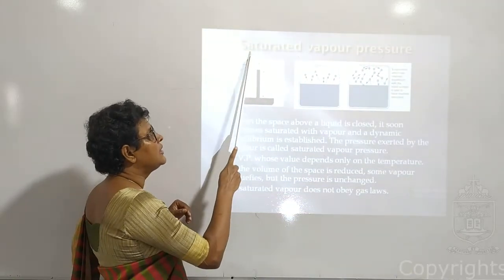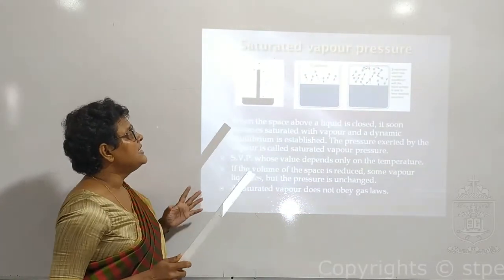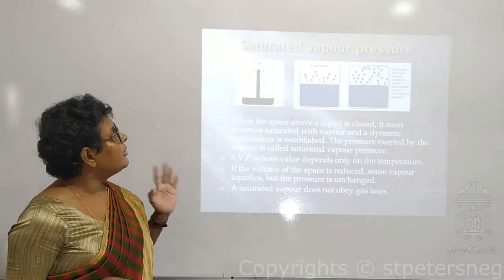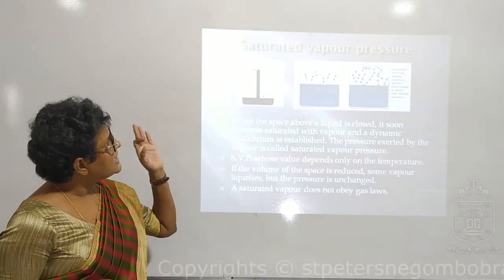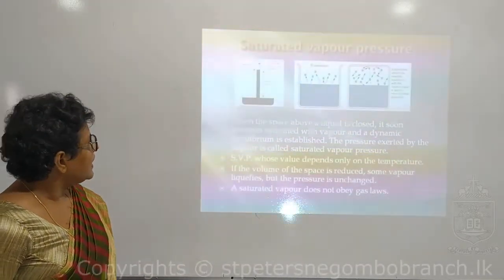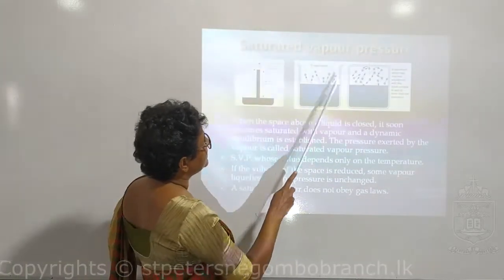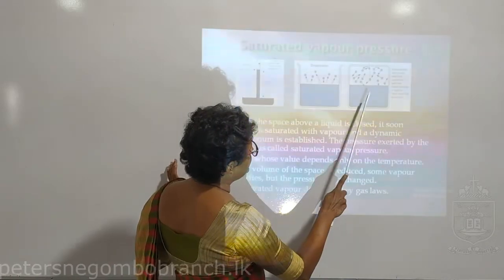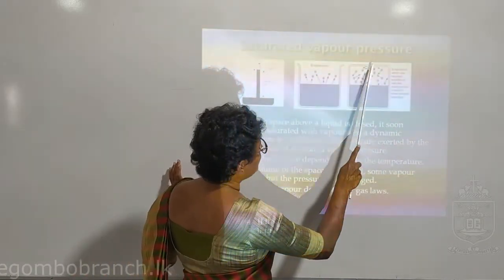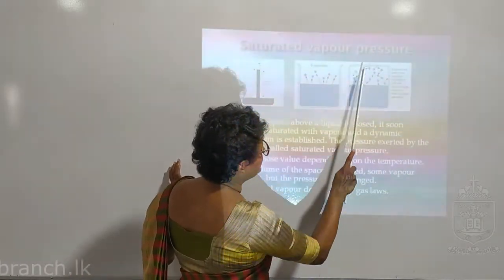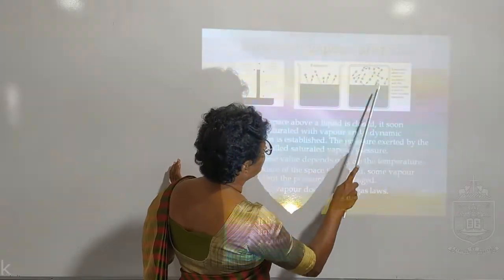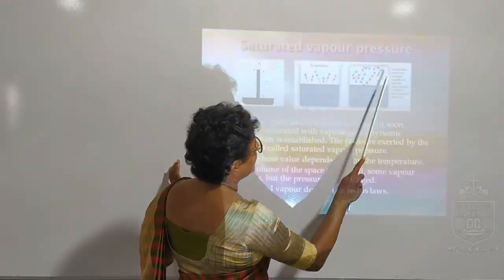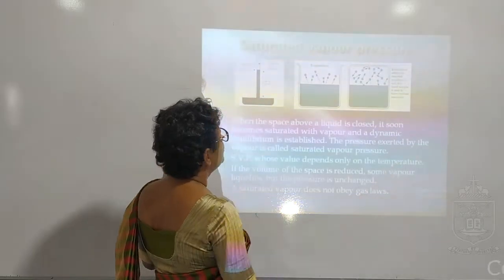That means this vacuum is already saturated with ether vapor, right? That is called saturated vapor, right? Now here also, when it is open, evaporation takes place. When it is closed, the evaporation takes place. When this is saturated, it will come down again and come to an equilibrium position.